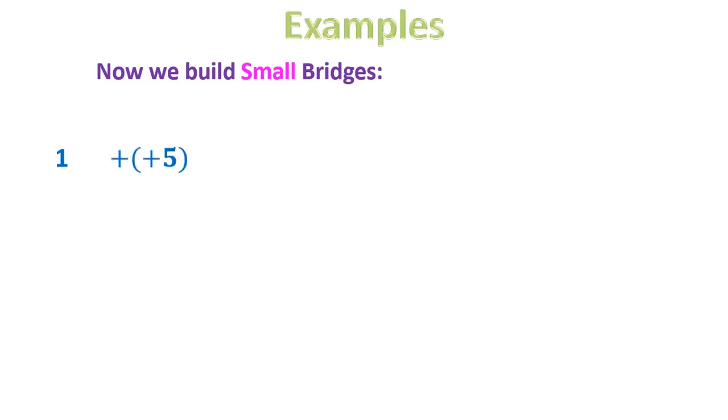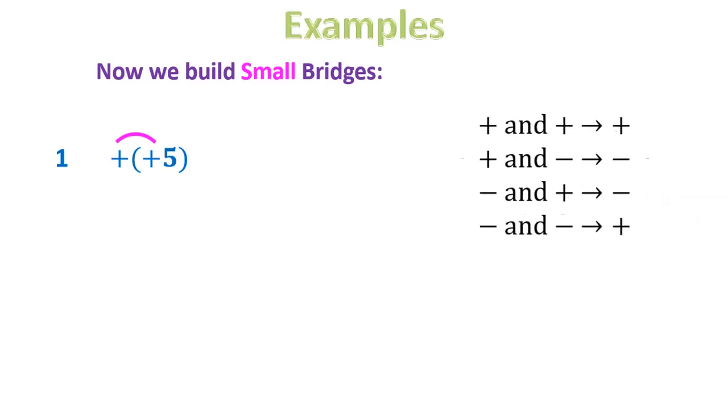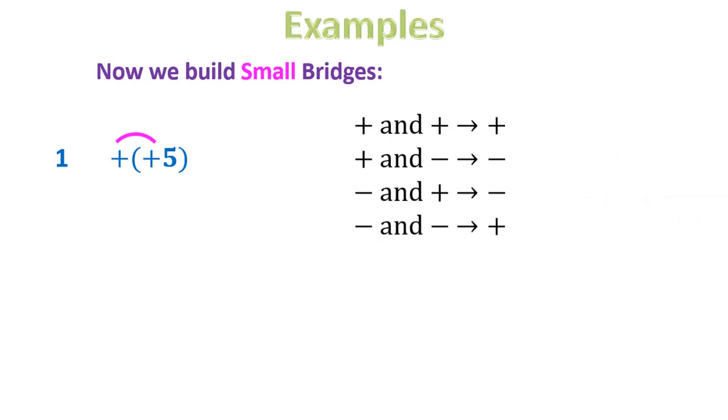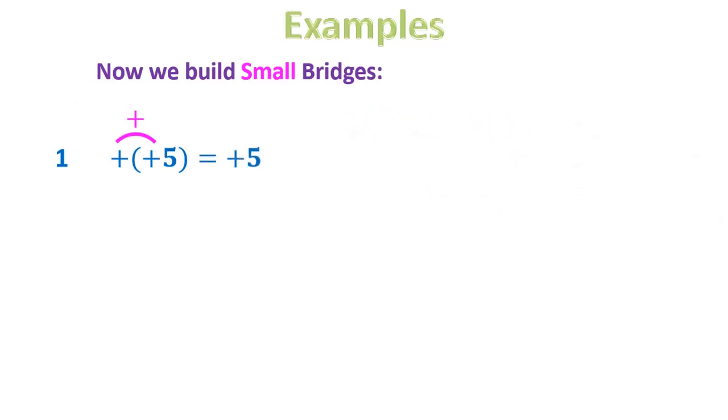Our first question. We are adding positive 5. So, we build our bridge from our add to our positive 5. Then we look at our table. When we're adding a positive, it becomes positive. That means that adding positive 5 is positive 5.